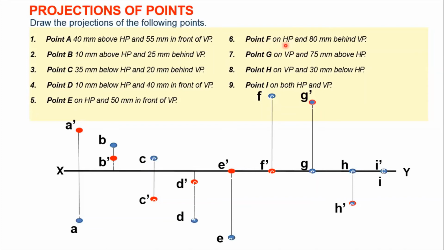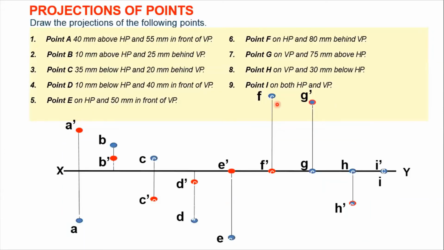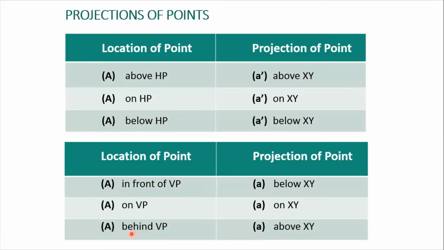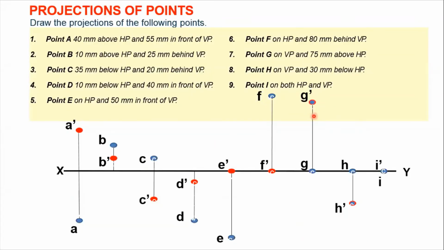Now let us solve the example for point F. Point F is on HP and 80 mm behind VP. So on HP, that means the point would be A dash and on the XY line. So in this case, our point would be F dash on your XY line. Now it is 80 mm behind VP. That means we have to see the table of VP. If your point is behind VP, we'll be having a point without dash and above the XY line. So here it is said 80 mm behind VP. That means our point would be 80 mm above the XY line, and this point would be without dash, and this is your point in blue, and this is your final top view, or your plan.